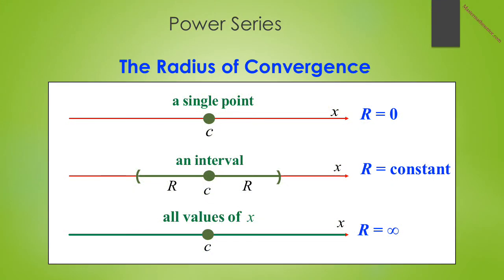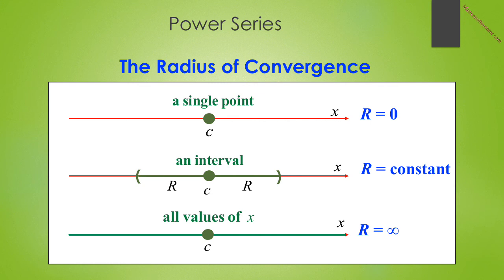What interests us is what values of x make the power series converge, which of course means that the series reaches a finite limit. There are 3 possibilities for values of x for which the power series converges: at a single point c, at an interval about c, or the entire number line. As stated before, it is obvious that a power series always converges at its center.